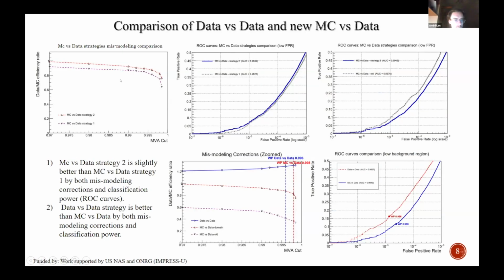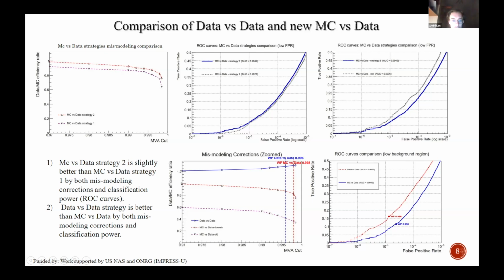Now to the results and comparison. First of all, let's compare the two strategies of Monte Carlo versus data training, and let's compare them based on the mismodeling. As you can see on this plot, mismodeling corrections required for both strategies of Monte Carlo versus data training are pretty similar, but the second strategy is like 10% better overall.